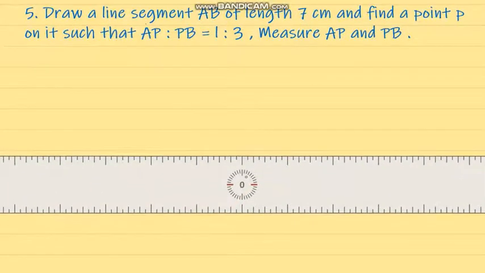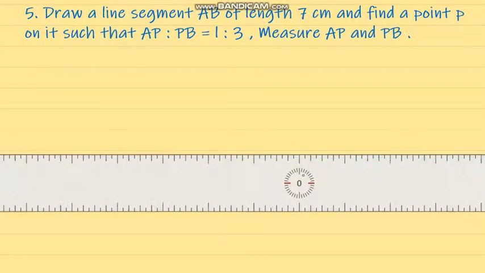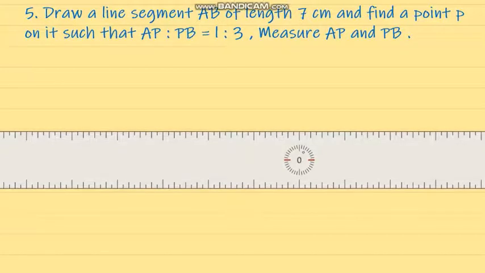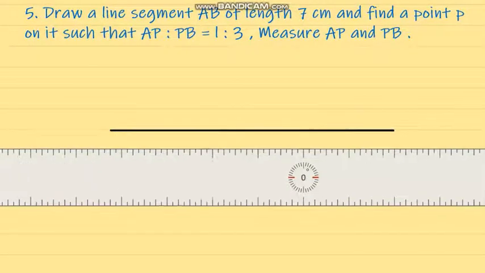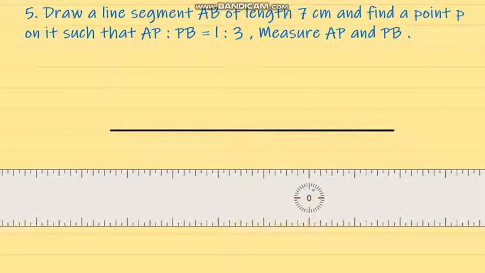Now children, see, in the first step, you have to draw a line segment of length 7 centimeters. So let us say that this is a line segment of length 7 centimeter. Okay. And then after that, you have to divide that line segment in the ratio 1:3. Means you have to locate a point P on AB such that AP is to PB is 1:3.